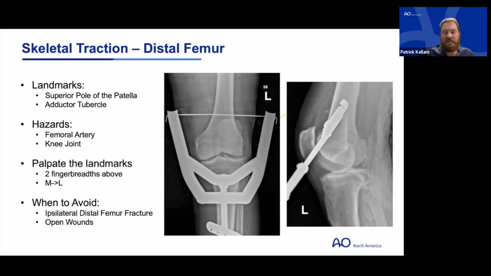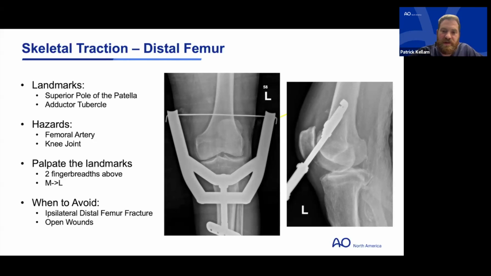And then for distal femoral traction, it's knowing your surface anatomy. It comes back to being able to palpate certain parts of the knee to make sure that you're going in a safe area where there are no hazards such as the femoral artery or the knee joint, so that you don't leave a pin through the knee joint or a pin that could potentially injure the femoral artery. So you'll palpate the superior pole of the patella, which is almost always palpable, or in patients that are able to, palpate the adductor tubercle. You'll go 2 finger breadths above that, and that'll almost always get you out of the knee joint.